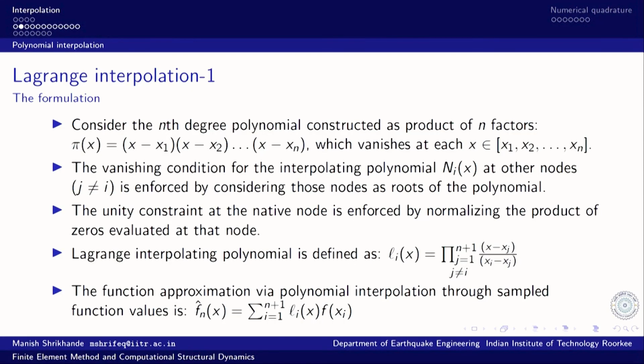So, the function approximation via polynomial interpolation through sampled function values is now easily constructed as f n hat, the nth degree approximation, where hat is used for approximation. It is given by the summation over all the nodes, L i of x multiplied by the specified function value at x i. We will continue with this interpolation discussion in greater detail in our next lecture.